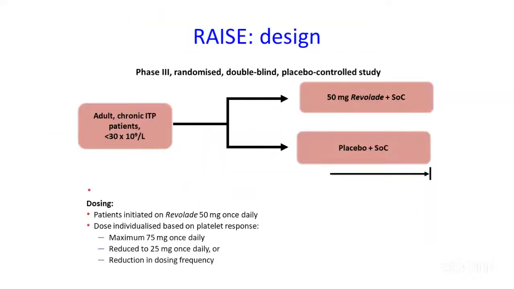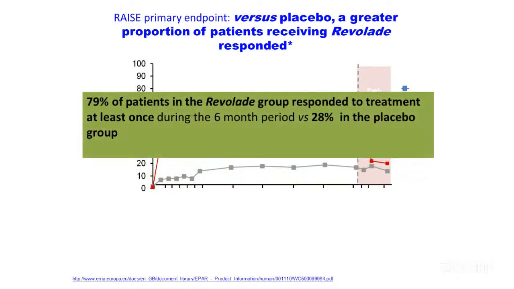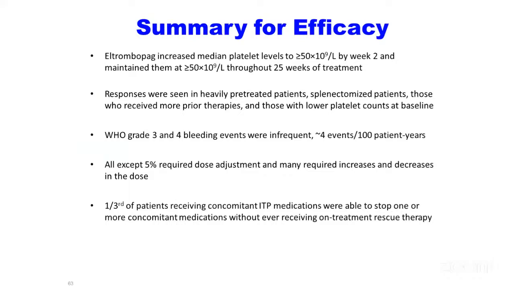So clinical evidence, the RAISE design has shown that 50 milligram of eltrombopag with standard of care is better than placebo. There is a maintenance of platelets over 50,000 in more than 50% of cases with eltrombopag therapy. 79% of patients responded to treatment at least once over a 6 month period, versus 28% in the placebo. This is the summary of the RAISE itself. I am not going to detail.